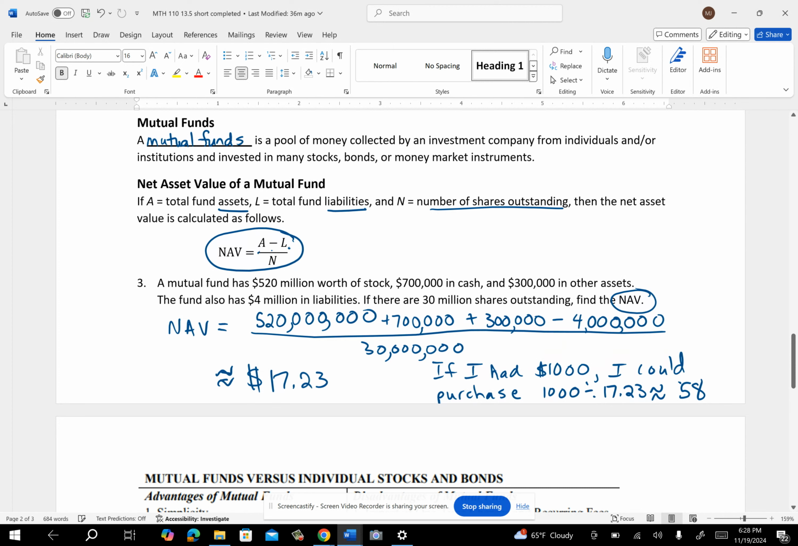Okay, so if I bought into it on a day when the net asset value amounted to $17.23, I could calculate how many shares I could purchase, and it would be 58 shares. Okay, if I were investing 1,000. But the question to net asset value is just the $17.23.